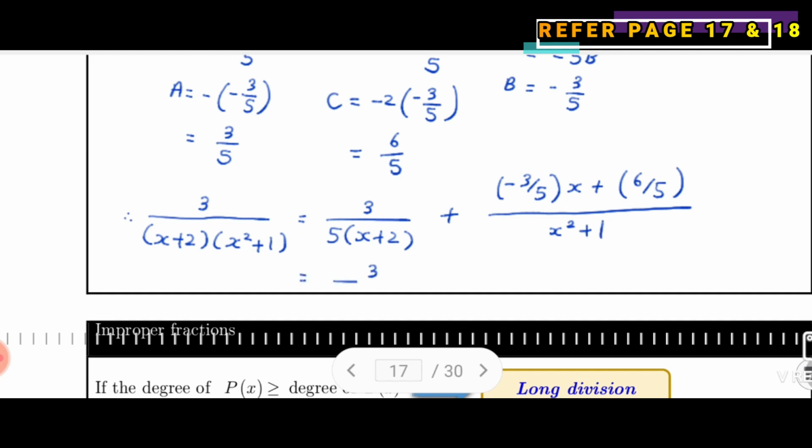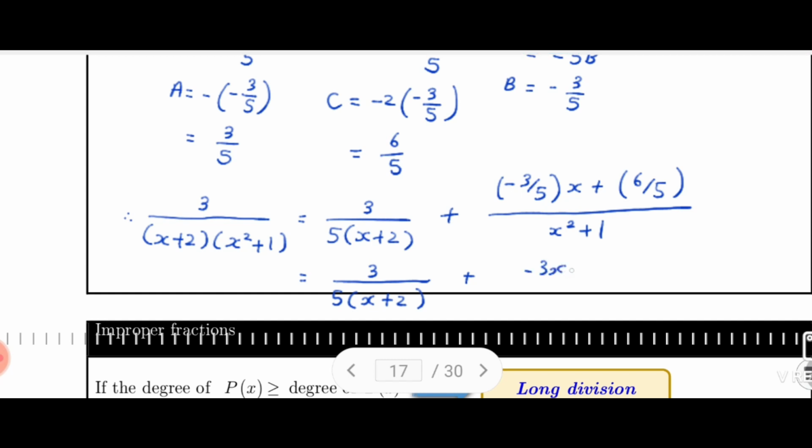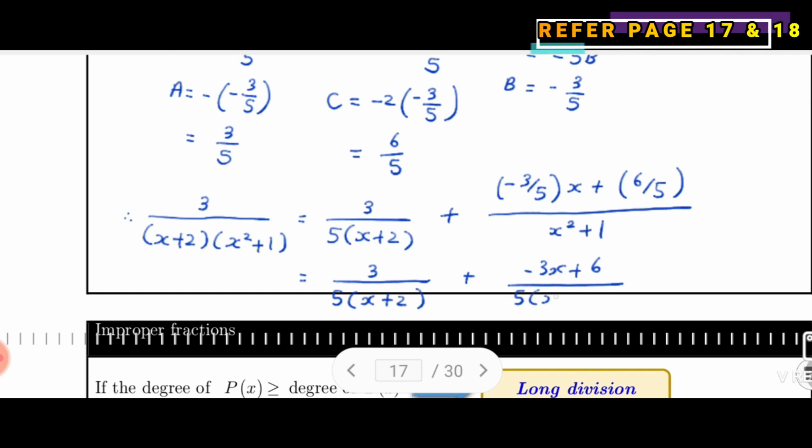So our final answer is 3 over 5 times x plus 2, plus negative 3x plus 6 over 5 times x squared plus 1. So this is our answer.